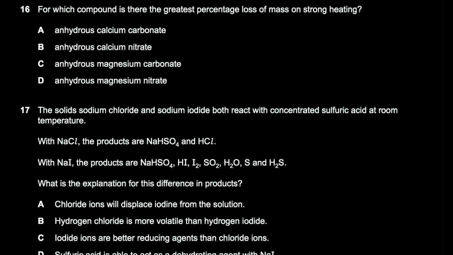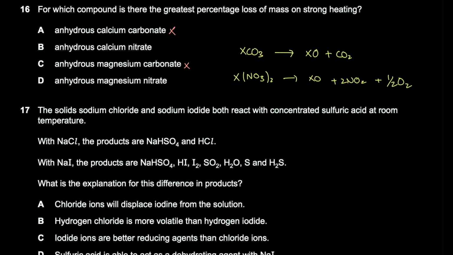For which compound is there the greatest percentage loss of mass on strong heating? Now over here, when we talk about the decomposition of group 2 carbonates, the carbonates decompose to form the oxide and carbon dioxide, and the nitrates decompose to form the oxide, nitrogen dioxide, and oxygen gas. Without doing any calculation, we know that there's a much greater loss in mass when a nitrate decomposes. So it can't be the carbonate. There's a greater loss in mass when the nitrate decomposes as a percentage of the initial mass.